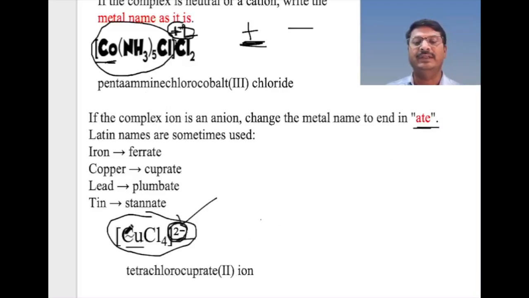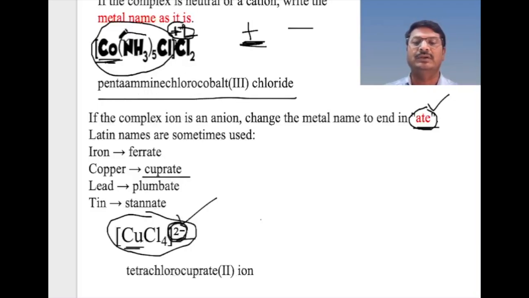For example, if it is copper, we write that as cuprate. If it is cobalt, we can write that as cobaltate, like that. So if it is a negative complex, you write the central metal ion name ending with -ate. If it is positive, you write the name of the central metal ion as it is. Okay, let us come to this compound name.